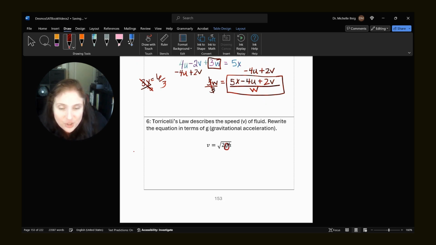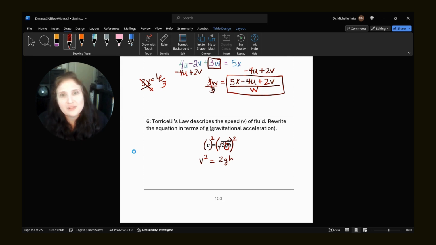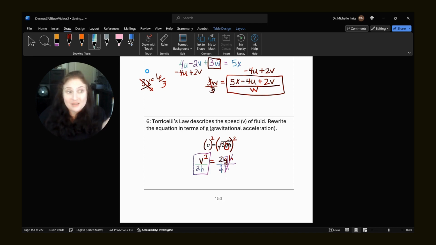Now the thing is g is underneath the radical. So we have to do the opposite of taking the square root. So we're going to actually square both sides. And when we do that, we'll be left with v squared on this side. And by squaring it, it gets rid of the radical. So we'll be left with 2g and h on this side. Now, remember, we're trying to get the g by itself. So because all of that is being multiplied together, I'm going to divide this by 2, which means I have to divide this by 2. I'm going to divide this by h, which means I have to divide this by h. And that is the end of this problem.